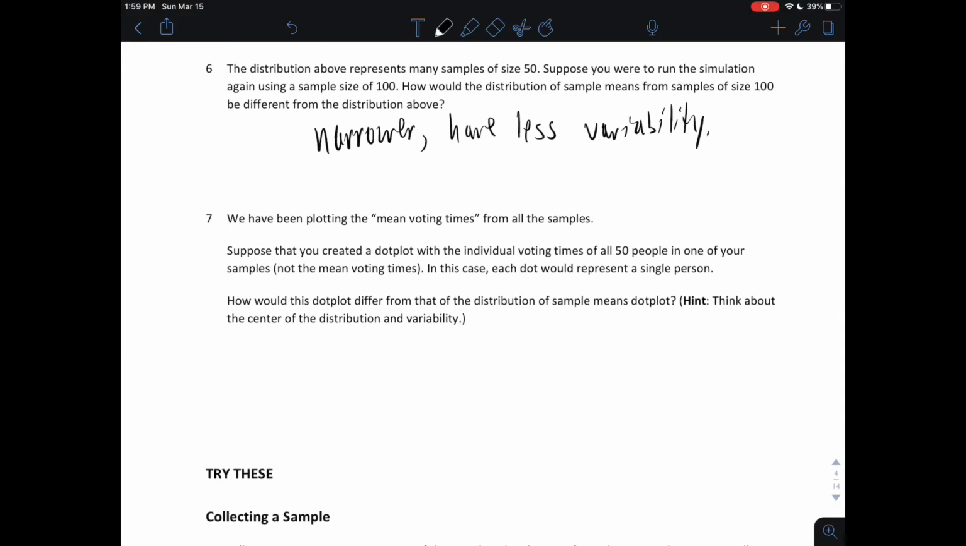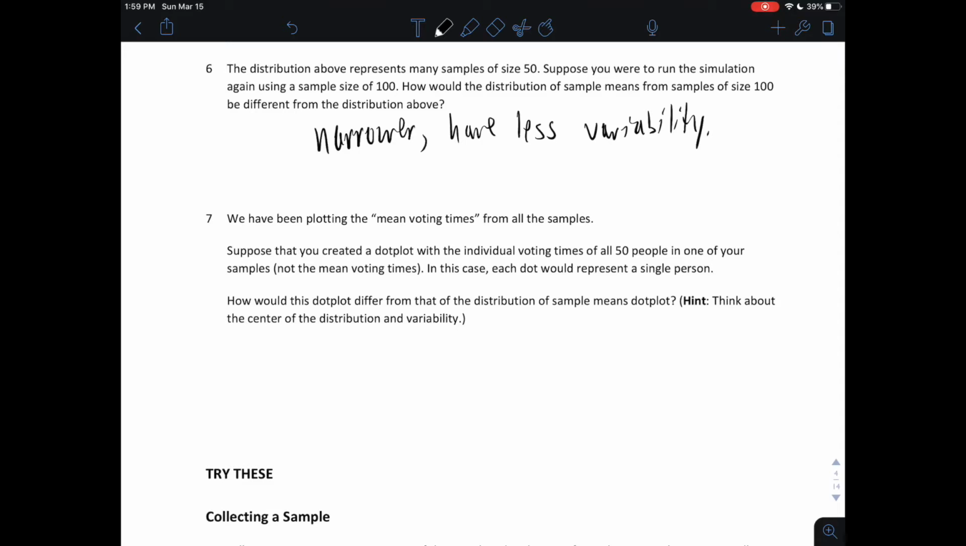Number 7. We have been plotting the mean voting times from all the samples. Suppose that you created a dot plot with the individual voting times of all 50 people in one of your samples, not the mean voting times. In this case, each dot would represent a single person and how much time it took them to vote. How would this dot plot differ from that of the distribution of sample means dot plot? Hint, think about the center of the distribution and variability.